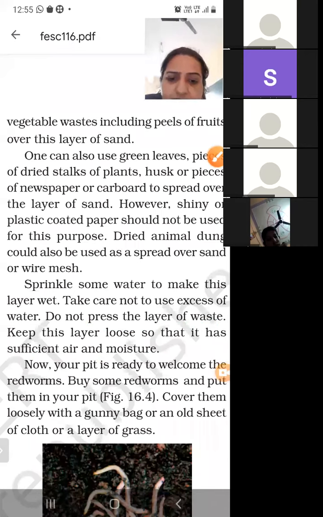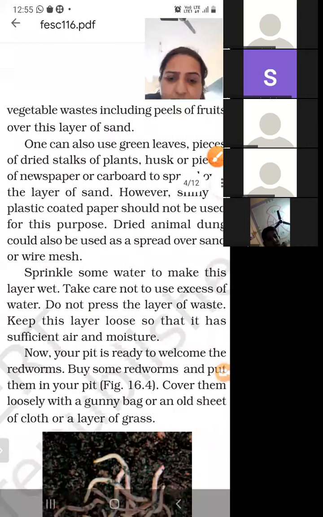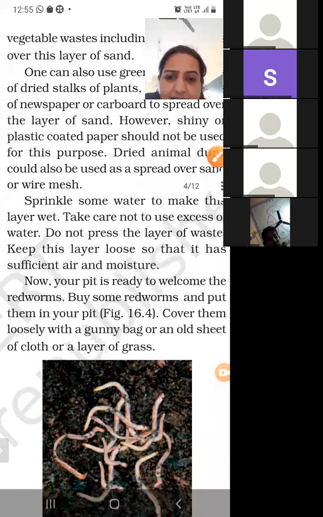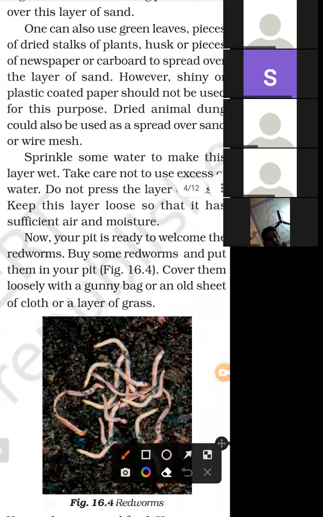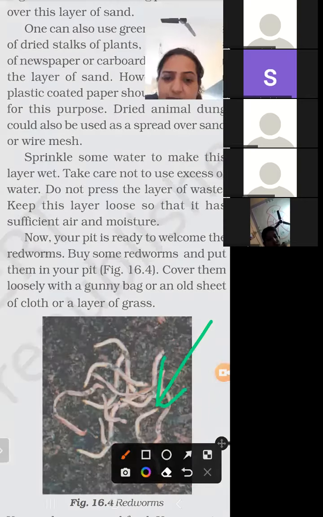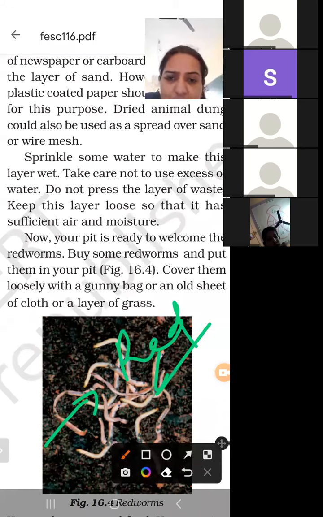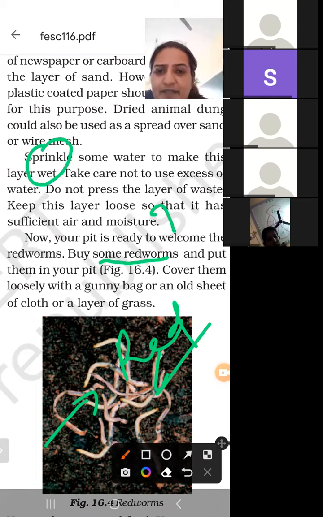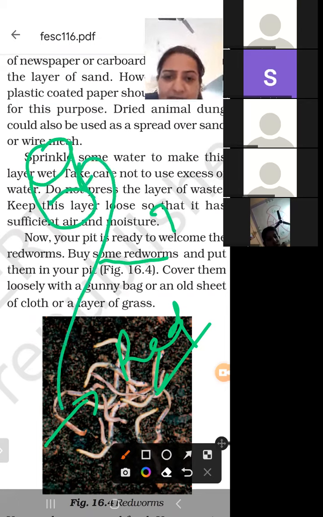Now we will add red worms. These are red worms. In the picture, red worms are shown. Buy some red worms from the market and put them in your pit. Then enter them into the pit or box.